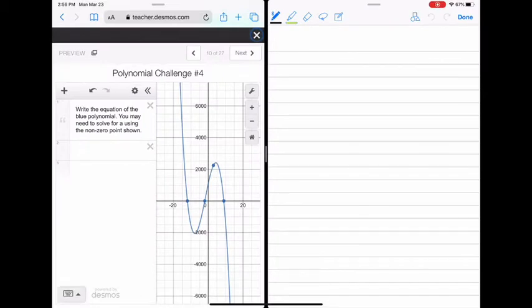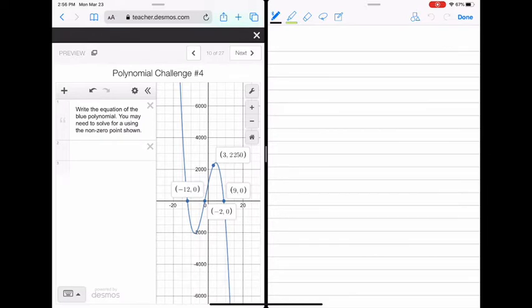So you were supposed to get on to Desmos and do these challenges. So I'm going to start with this first one. I have to write the equation of this blue polynomial that we see over here, right? So I see these points. Let me see, boom. So let's see what I got.